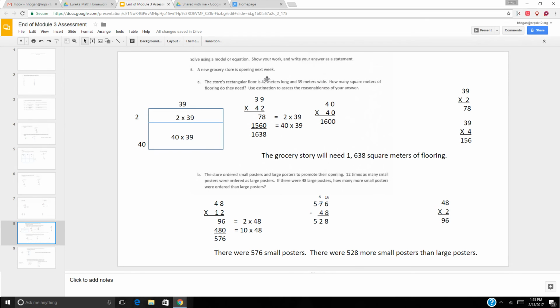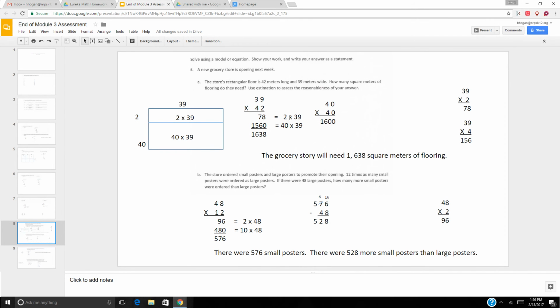A new grocery store is opening next week. The store's rectangular floor is 42 meters long and 39 meters wide. So 42 times 39. How many square meters of flooring do they need? So we know that we have to do 42 times 39. So 2 times 39, 40 times 39.